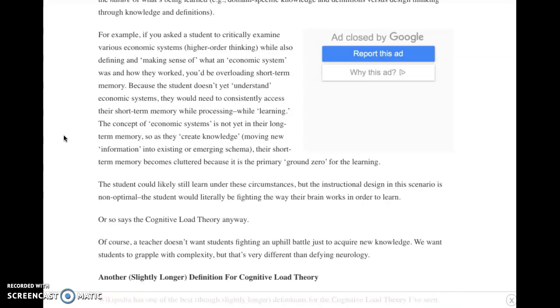Because the student doesn't yet understand economic systems, they would need to consistently access their short-term memory while learning. The concept of economic systems is not yet in their long-term memory, so as they create knowledge, their short-term memory becomes cluttered because it is the primary ground zero for the learning.